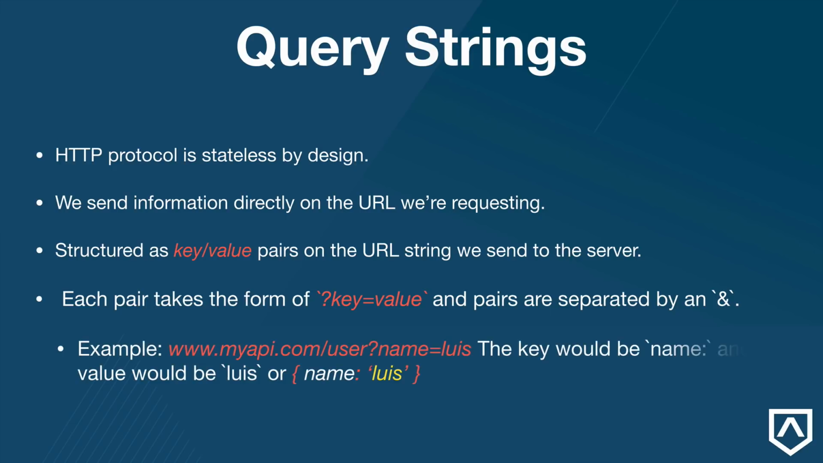So for example, if I were to send up www.myapi.com/user with the question mark name equals Luis, then the key would be name and the value would be Luis, or we would get this key value pair, this object on the req.query that is set to Luis. Okay, name is set to Luis.